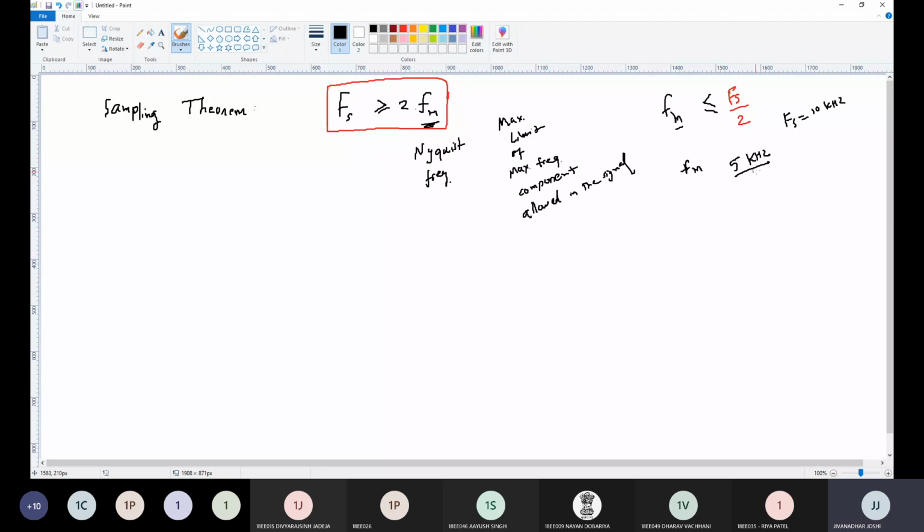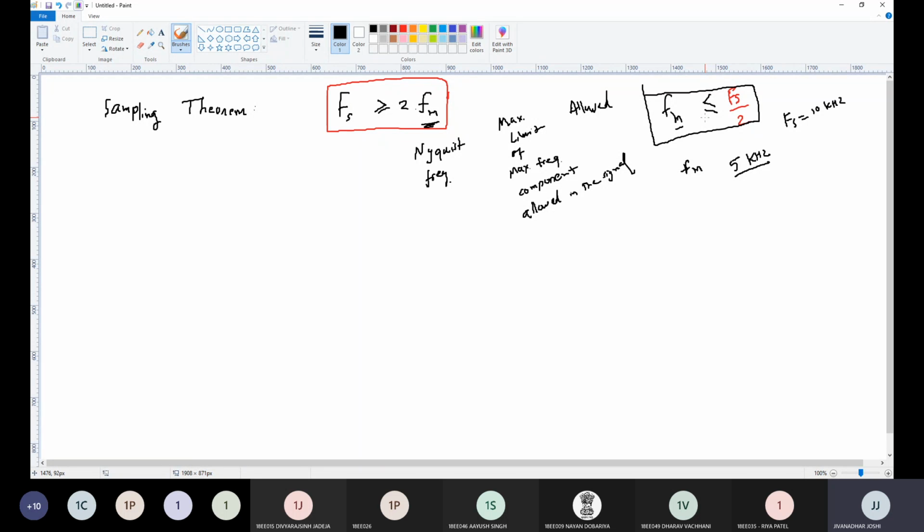Why is a frequency component greater than 5 kilohertz not allowed? Because this corresponds to something which is allowed. This is allowed, right? FM should be less than or equal to... It should be. I am not addressing it as it should not be.